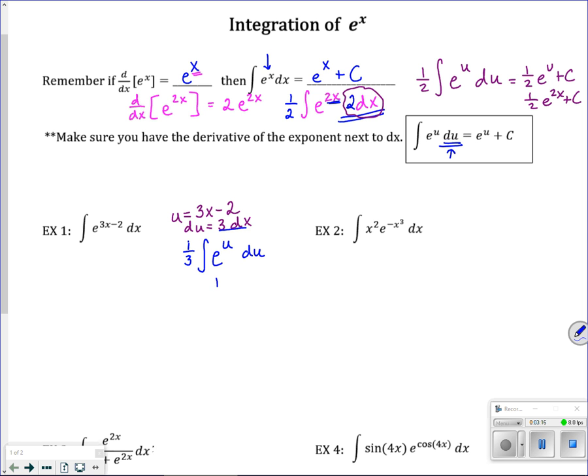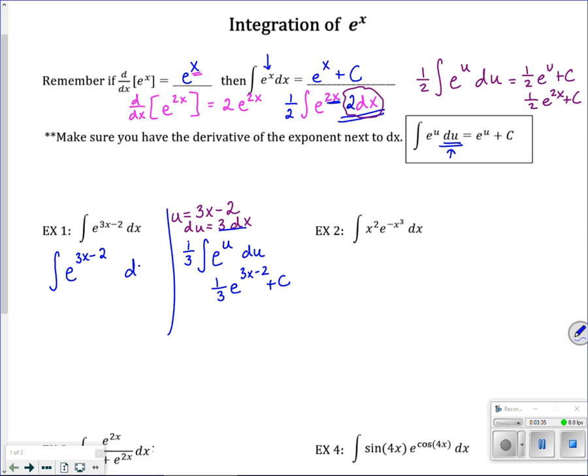And how does e to the u du integrate? Well, it integrates to e to the u. You would replace it with your exponent plus c. So that's the u sub way. Those of you that like the fast way, it's simply this.